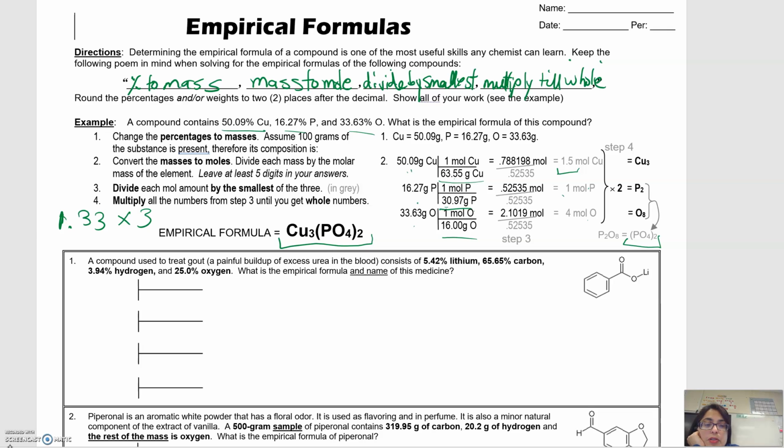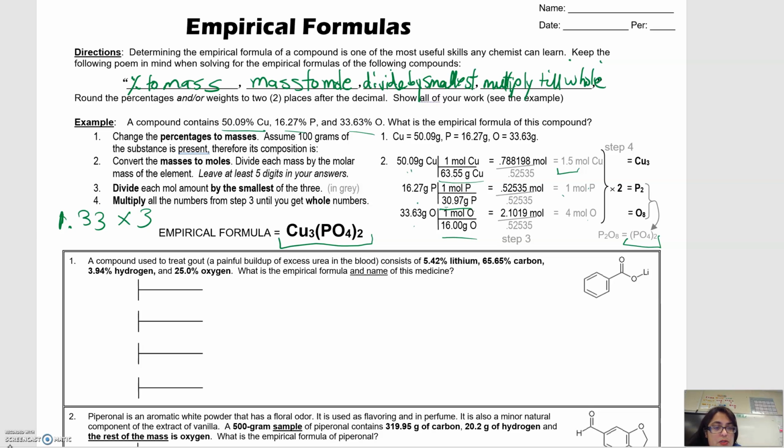A compound used to treat gout consists of 5.42% lithium, 65.65% carbon, 3.94% hydrogen, and 25% oxygen. And gout is basically a type of pain that people get in joints because of the accumulation of uric acid, okay? So let's take a look right here.